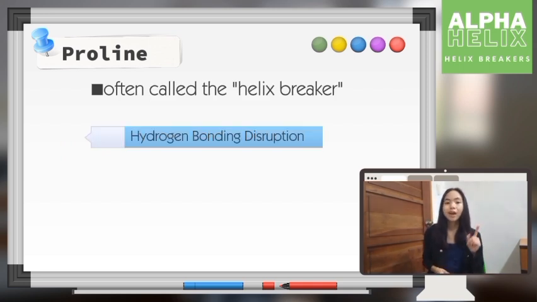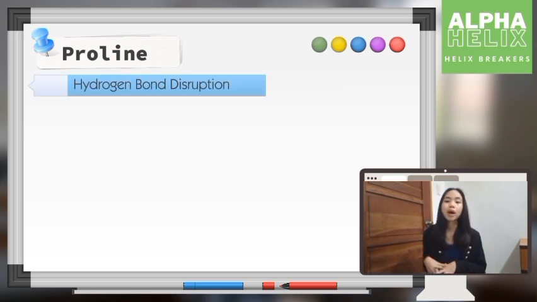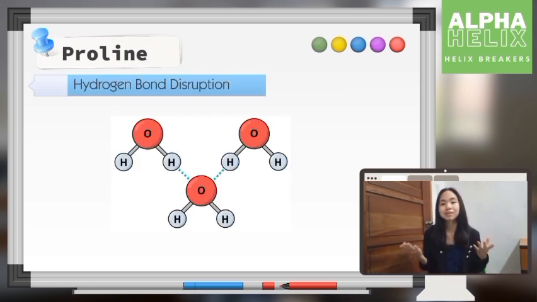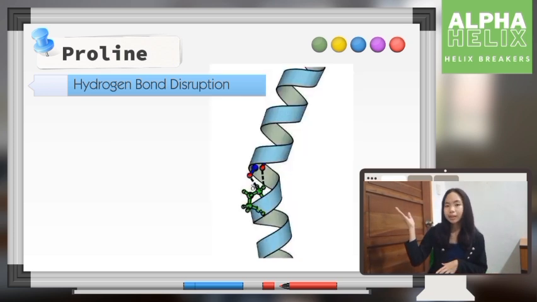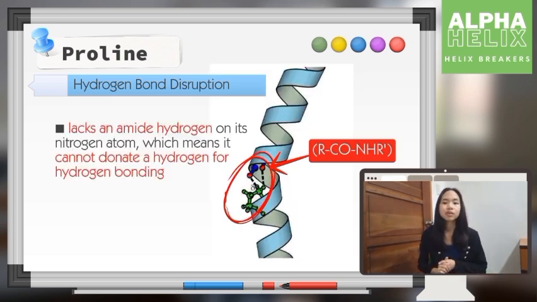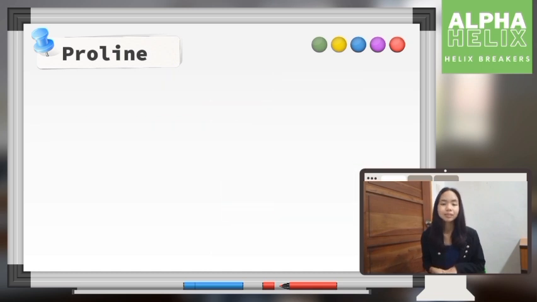First, because of the hydrogen bonding disruption. Most amino acids can form hydrogen bonds that stabilize the alpha helix, but proline lacks an amide hydrogen on its nitrogen atom, which means it cannot donate a hydrogen for hydrogen bonding. Thus, this breaks the chain of stabilizing hydrogen bonds essential to keeping the helix intact.